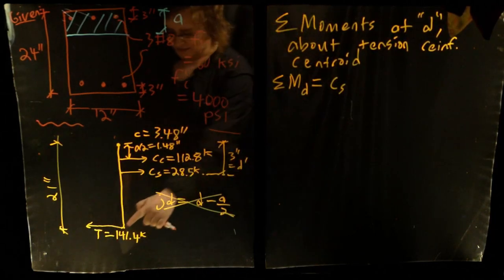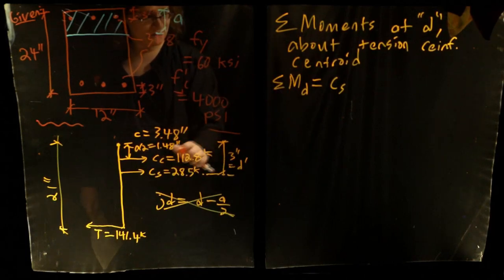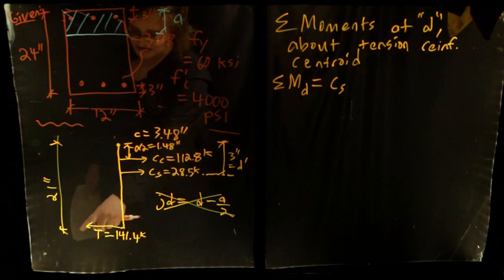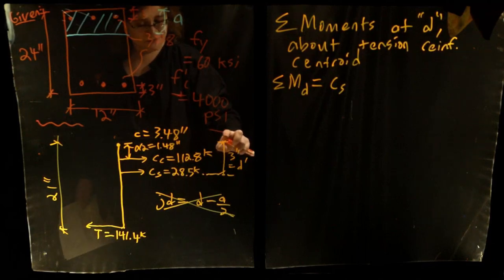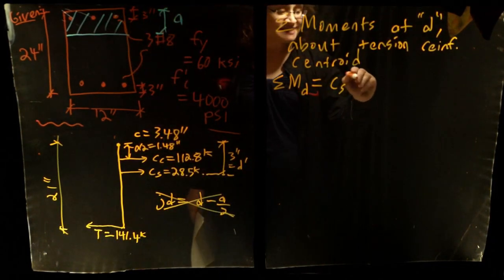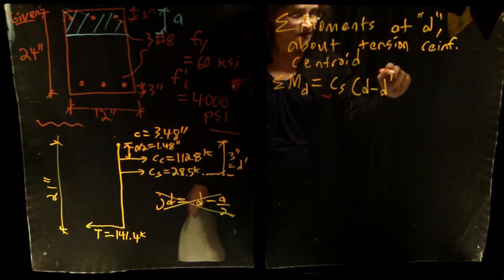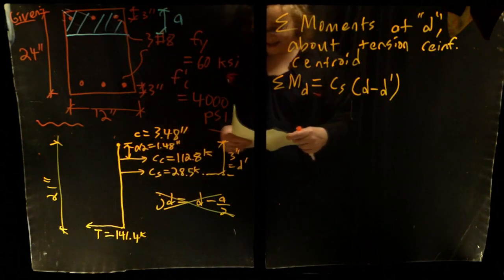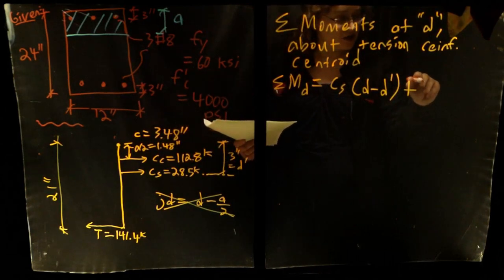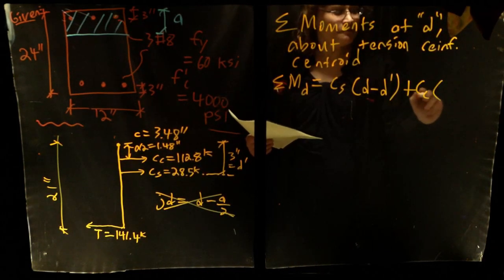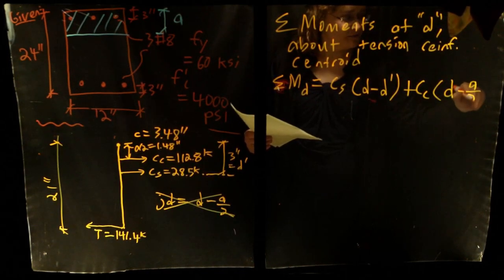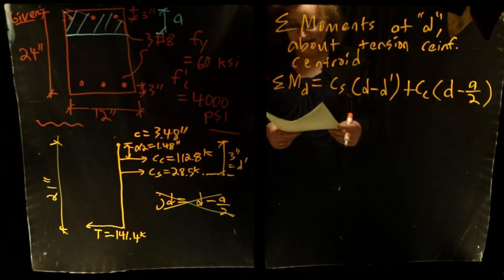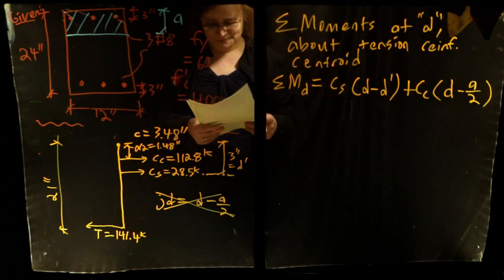So this will be C sub S. Again, I'm summing moments about depth d, and I have the moment created by the force C sub S right here. The distance from here to the top of the beam is d, and the distance from the top of the beam to the C sub S is d prime. So that is C sub S times d minus d prime, the moment arm length for the C sub S force. Then I need to consider the compression force in the concrete, C sub C, and that moment arm will be d minus a over 2. This portion is basically what we do in our normal moment capacity calculation for beams that only have tension steel.